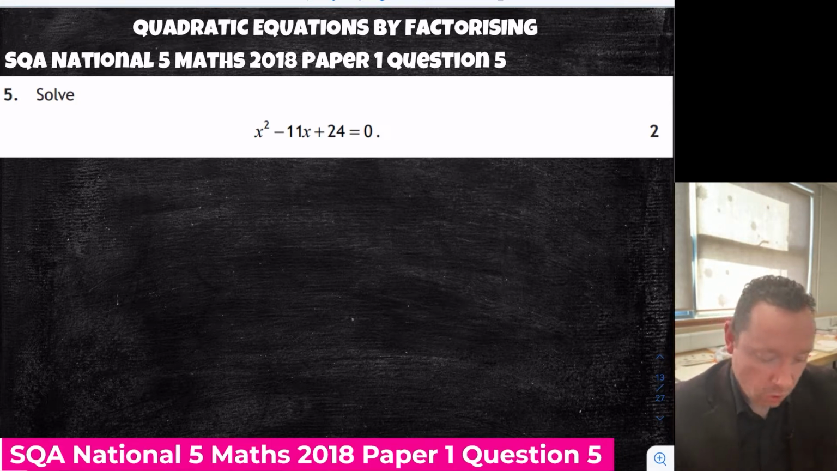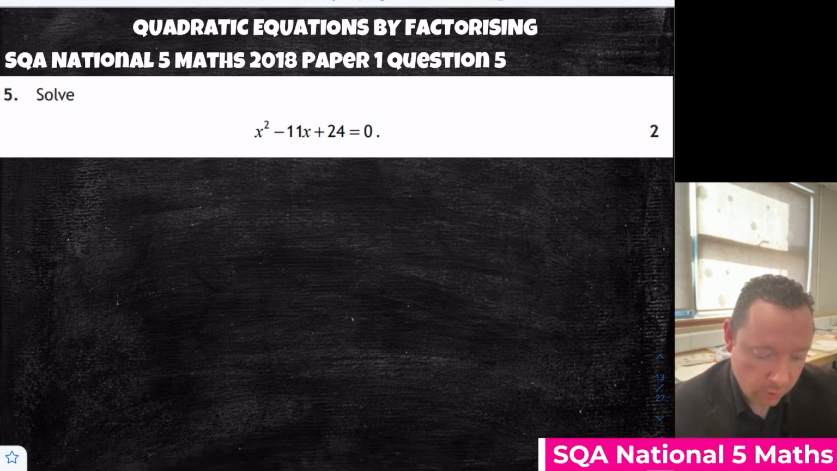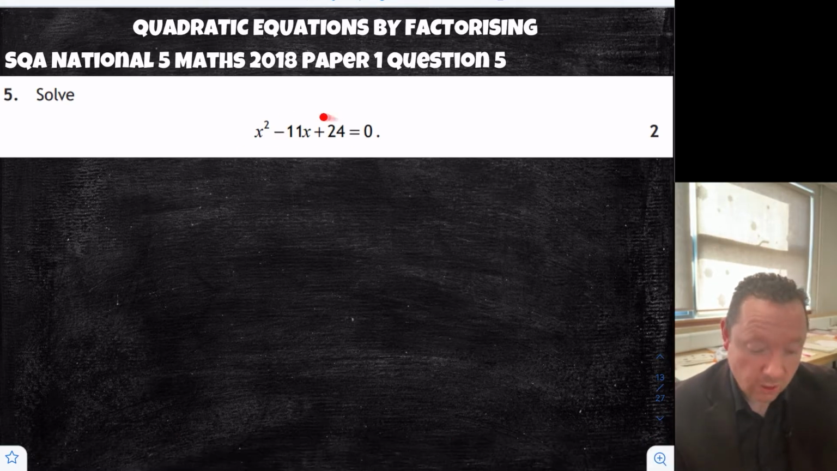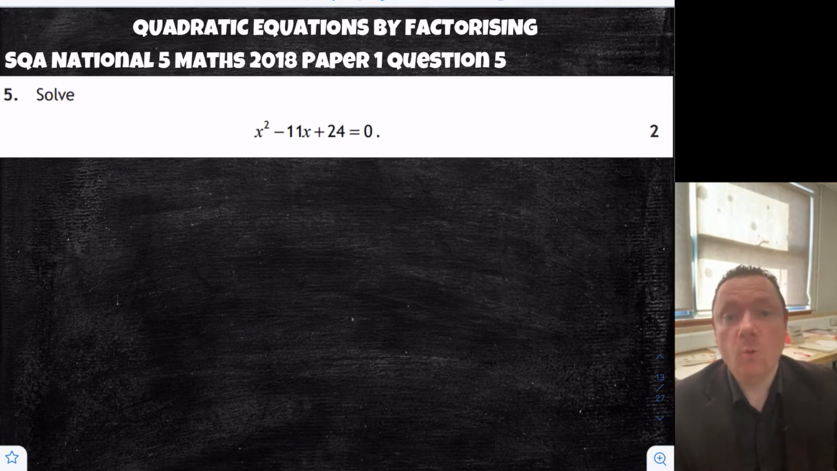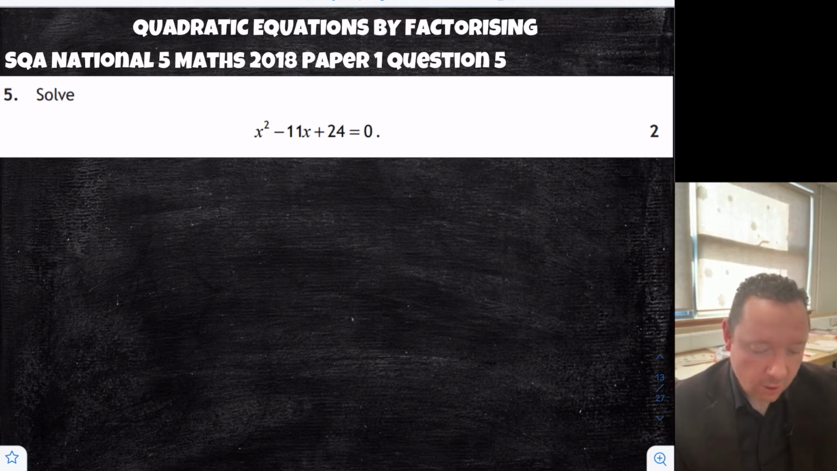Solving quadratic equations by factorising. SQA National 5 Maths 2018 Paper 1 Question 5. Solve x squared minus 11x plus 24 equals 0. So you should recognise that's a quadratic or trinomial because it's got an x squared, an x and a number. Since it's paper 1, I know we're factorising most of the time, because if we use the quadratic formula, we're going to get decimals. So unless it tells us to in paper 1, factorise. Looking for a common factor, there's no common factor, so straight away it is double brackets.